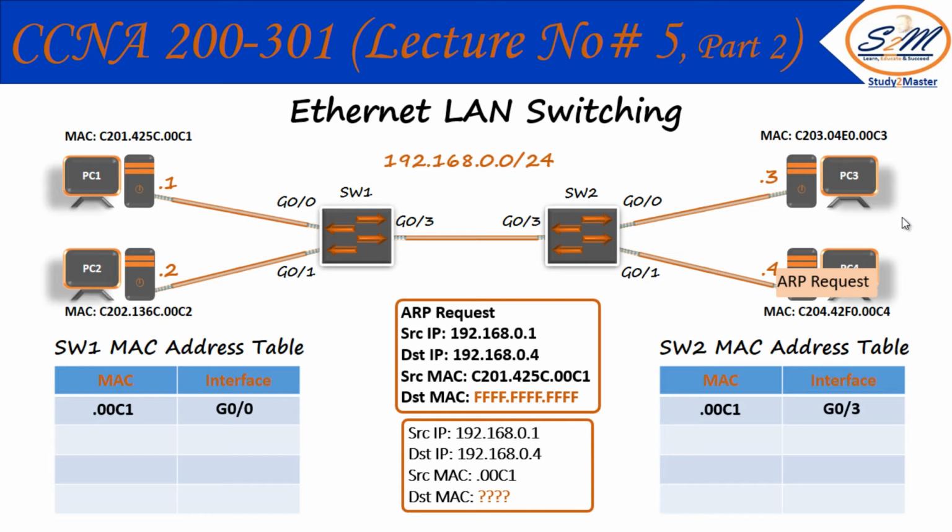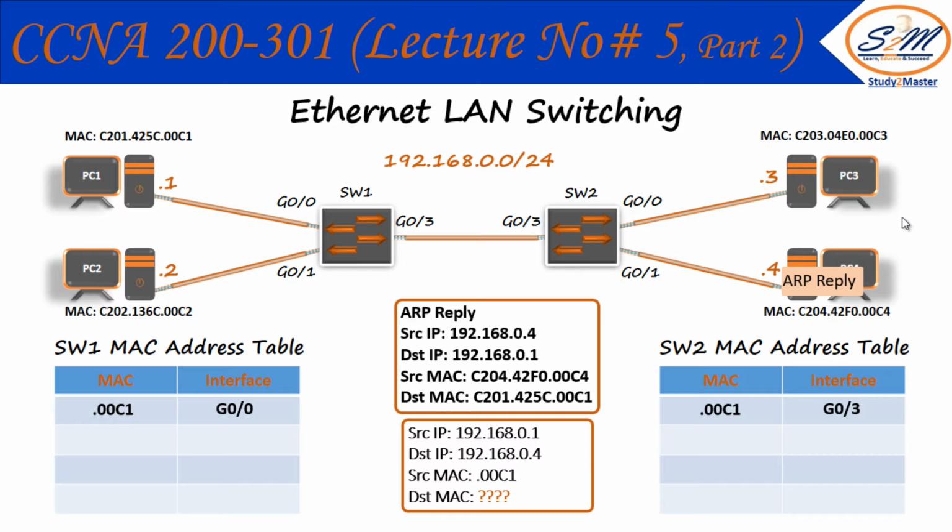Now PC4 replies to PC1. The FFFF means it's a broadcast address. Switch 2 broadcasts it to all the rest of the interfaces except the interface it was received on. So now PC4 replies. Now it's an ARP reply. The case is reversed now.